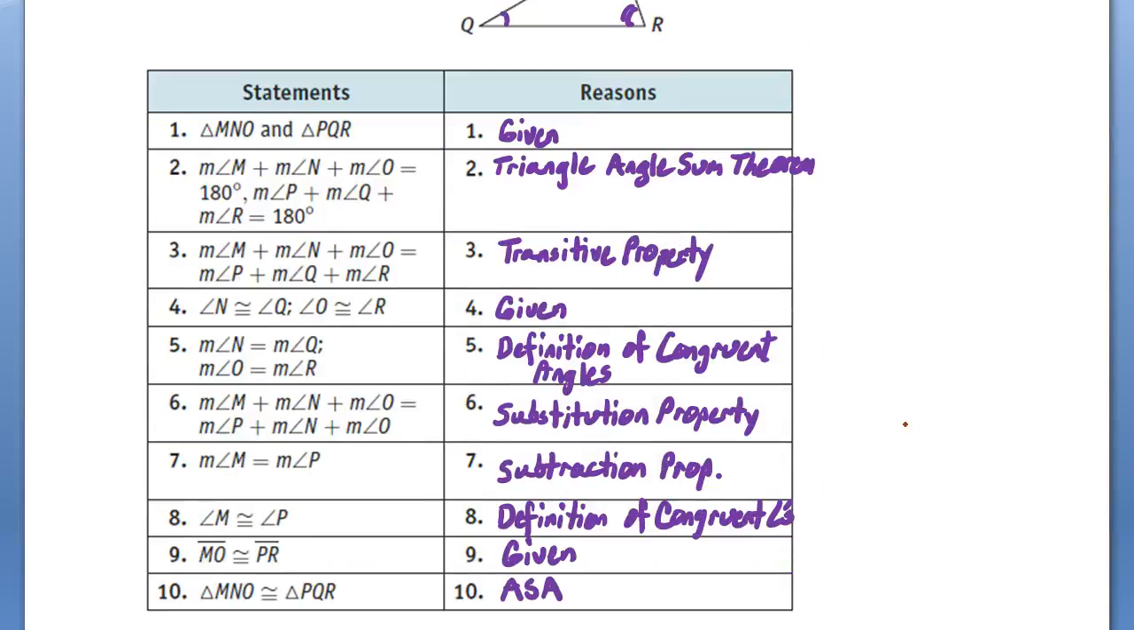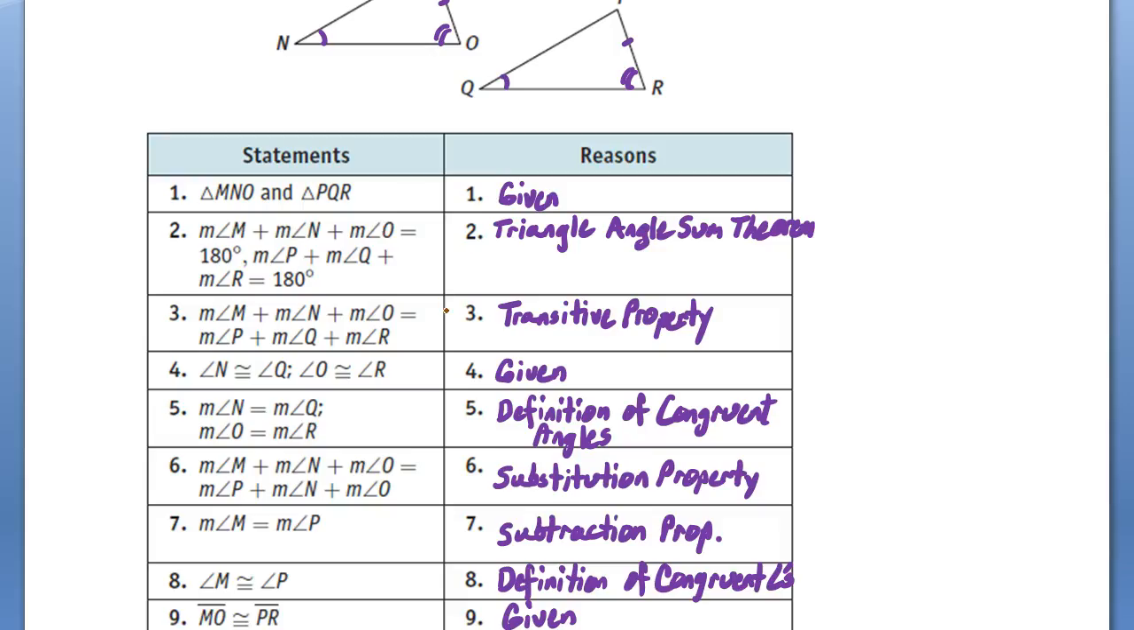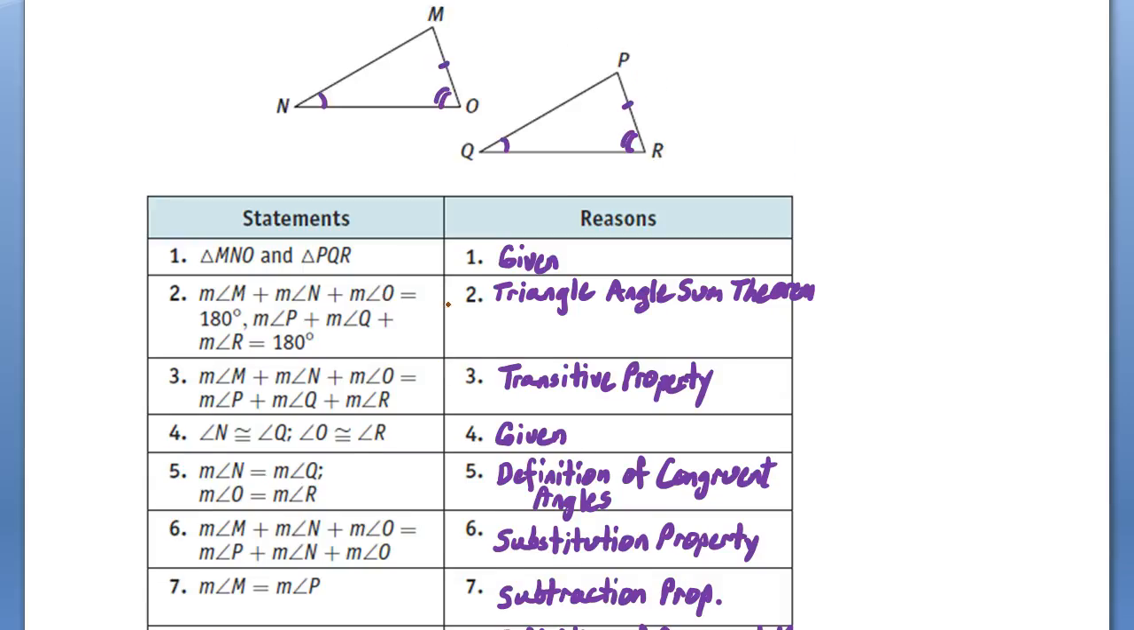So first statement, we have these 2 triangles. That's given to us. Next statement, the sum of the angles in the first triangle, angle M, N, and O, adds up to 180 degrees. And the sum of these 3 angles in the other triangle adds up to 180 degrees. That's a fact about triangles, that the 3 angles of all triangles add up to 180 degrees, and it's called the triangle angle sum theorem.